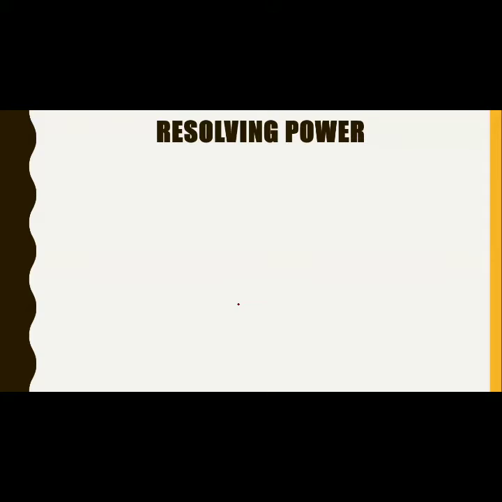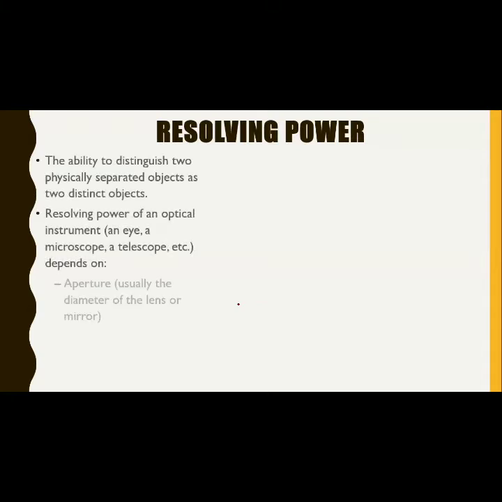Let's start off with resolving power, this is the new concept where we have started. Now, resolving power basically gives you the ability to physically separate the objects as two distinct objects. Now, this is based on what type of optical instrument we are using, typically focusing on the aperture.